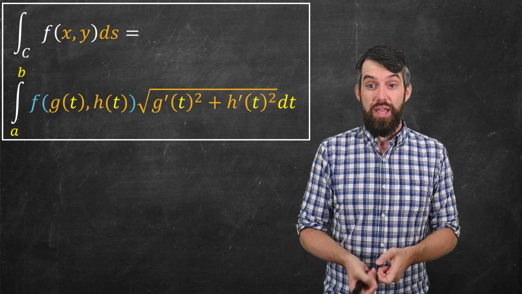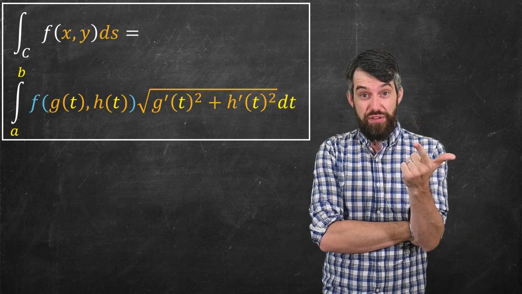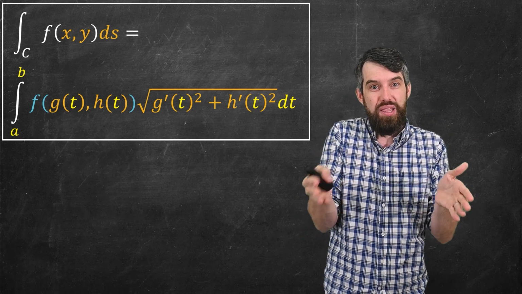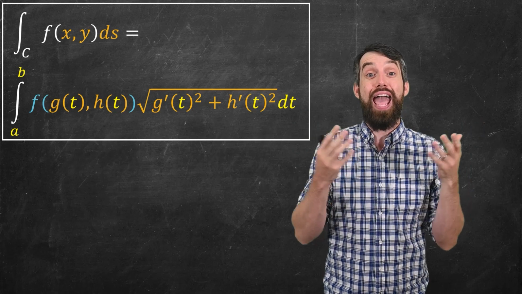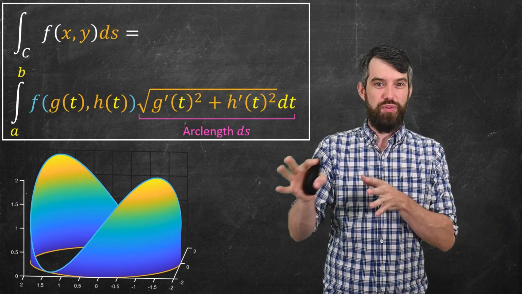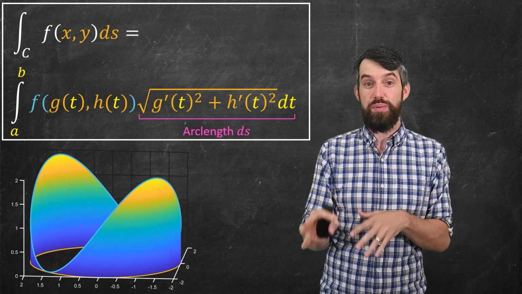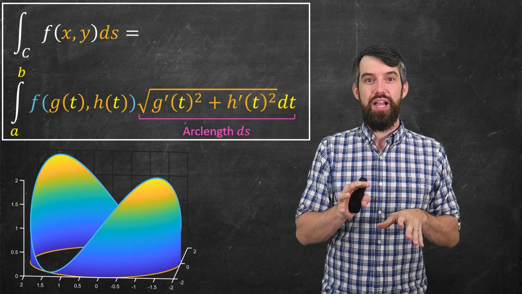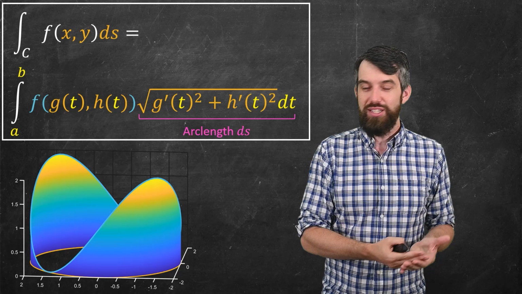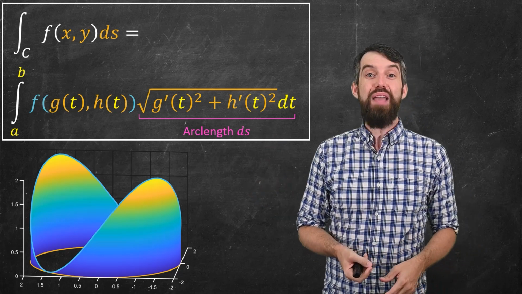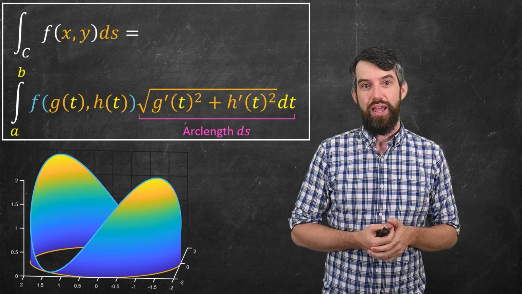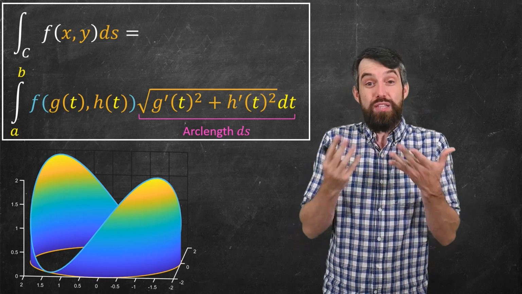So here's the point. If you know what your g of t is, your h of t is, and your f is, and you know the bounds of your parameterization, the a and the b, well, this is just an integral. You plug everything in and you can compute it. The way I think about this is all of that business with the square root of g prime squared plus h prime squared dt, all of that is just the expanded form of the little arc length, the little ds. And so when I look at my picture, I think that I am trying to add up a whole bunch of little components. My components have the height, the f, and they have the width, the little ds. And that's how I think of this formula.